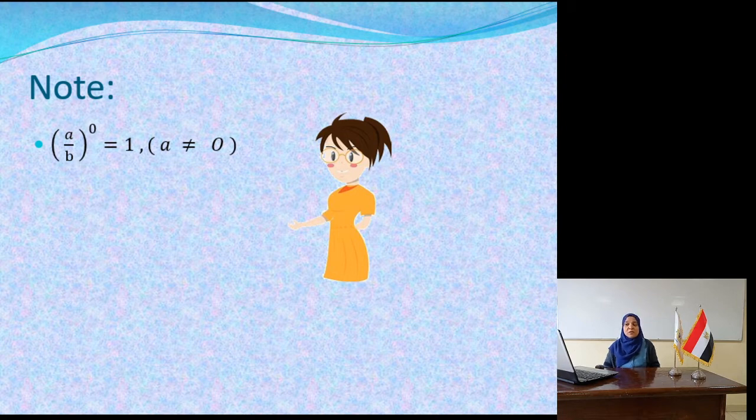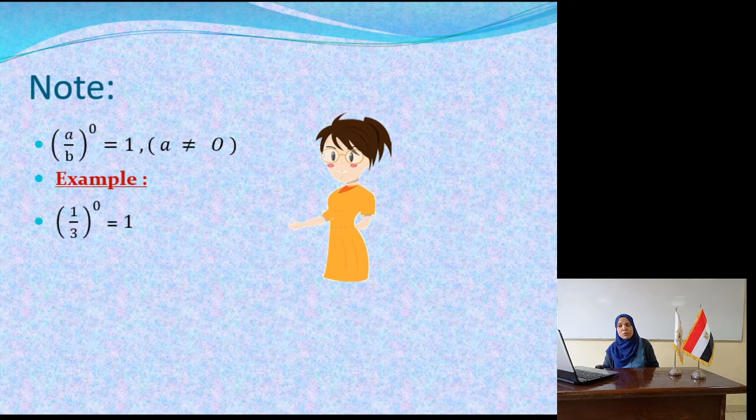As we studied before, any number raised to the power 0 equals 1, except 0. So (a over b) to the power 0 equals 1, where a is not equal to 0. For example, (1 over 3) to the power 0 equals 1. (Negative 3 over 19) to the power 0 equals 1. Any number raised to power 0 equals 1. Let's move to slide number 4.